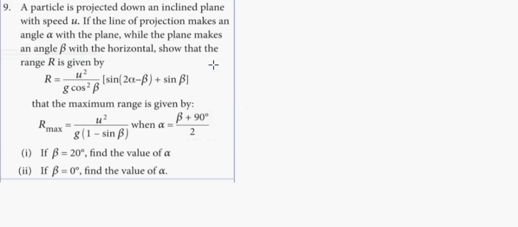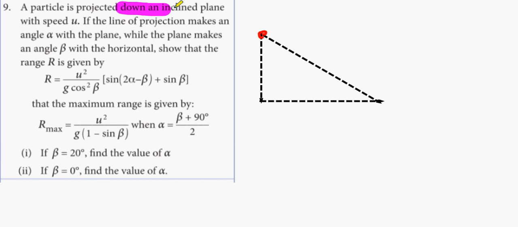Now, a particle is projected down an inclined plane. So first thing, suppose I'll draw it this way. So we're getting projected down the inclined plane. Keyword: down. Speed u. The line of projection makes an angle alpha with the plane, keyword, with the plane, not with the horizontal. Well, the plane makes an angle beta with the horizontal. Show that the range R. So we're looking for a range.